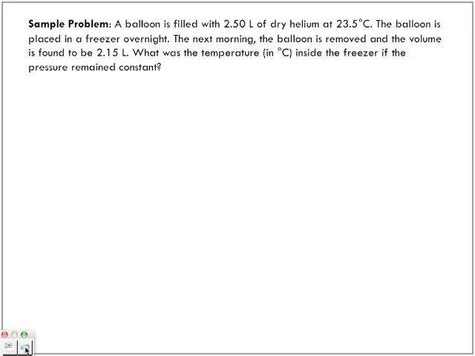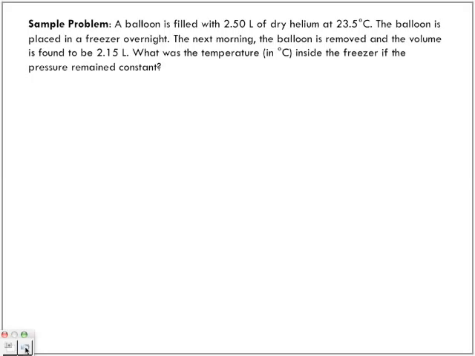Next sample problem. A balloon is filled with 2.50 liters of dry helium at 23.5 degrees Celsius. The balloon is placed in a freezer overnight. The next morning, the balloon is removed, and the volume is found to be 2.15 liters. What was the temperature in degrees Celsius inside the freezer if the pressure remained constant? Notice, pressure has remained constant.